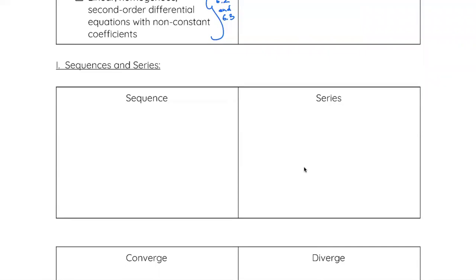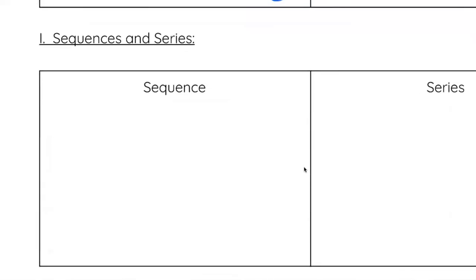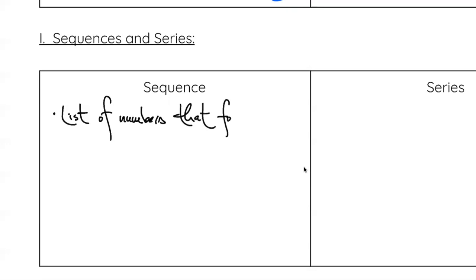All right. So let's start a little bit at the beginning. Once upon a time, we learned something about sequences and series. They often get said together, but I just want to make sure that we know the difference between the two. Most simply, a sequence we can define as a list of numbers that follow a pattern.